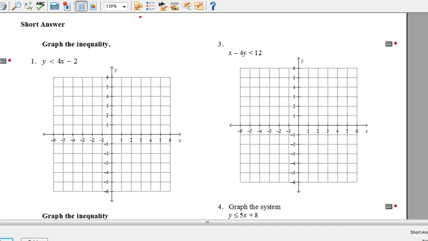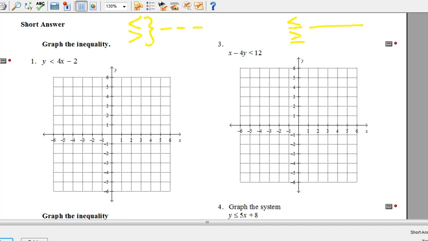Just kind of remember that if you have these two symbols, the less than or the greater than, you're going to use a dashed line. And if you have a less than or equal to or greater than or equal to, you use a solid line. So in this case here, I have a less than symbol.